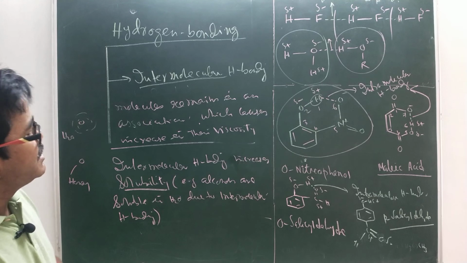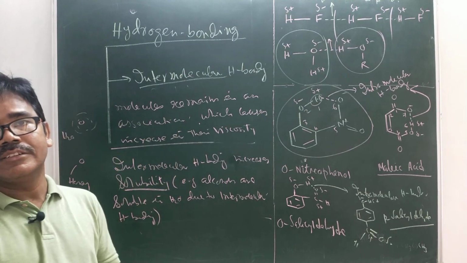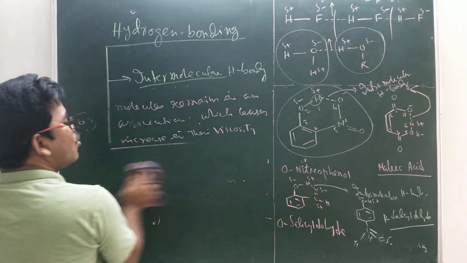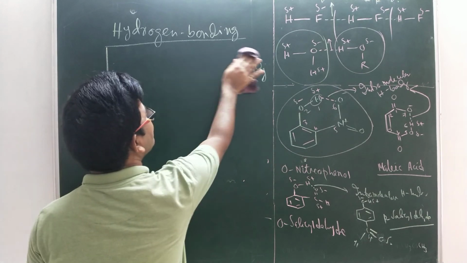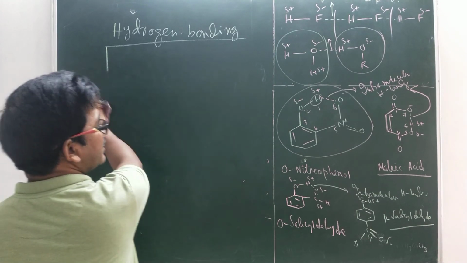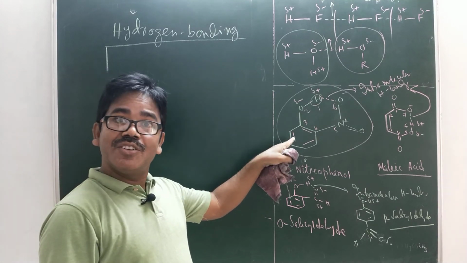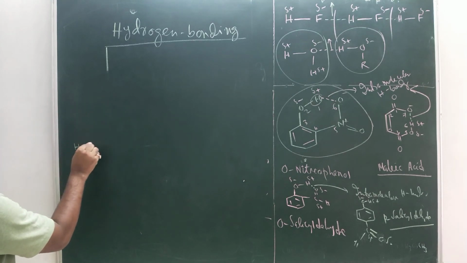Intermolecular hydrogen bond increases boiling point, increases solubility, increases viscosity. One very important question is normally asked: orthonitrophenol and paranitrophenol, which has the higher boiling point? Now I suppose you can tell me. This is orthonitrophenol. What is there? Intramolecular hydrogen bond.